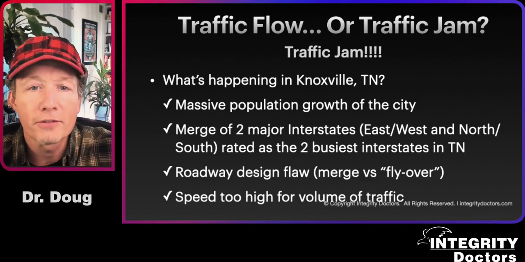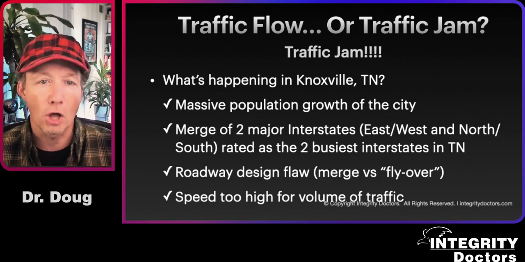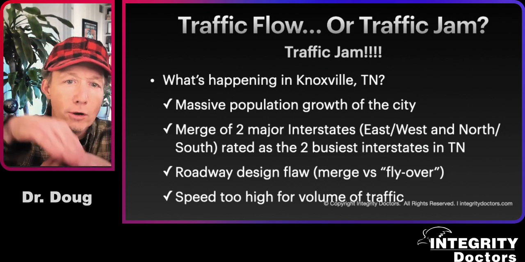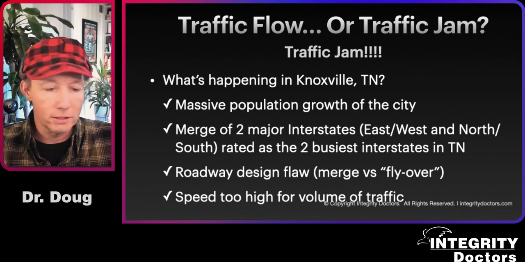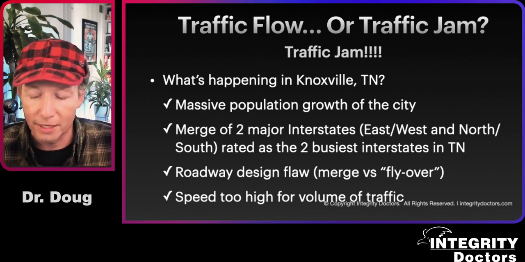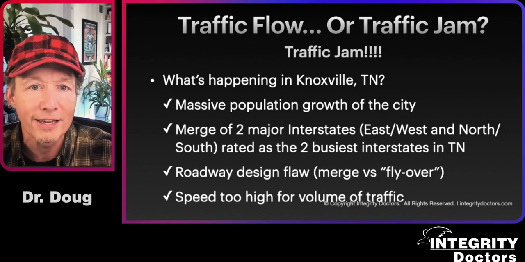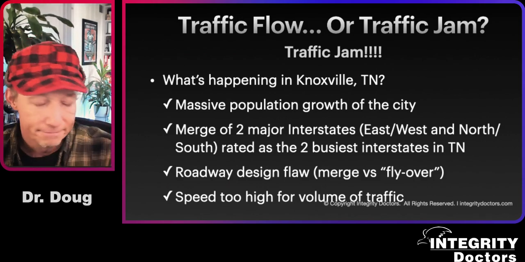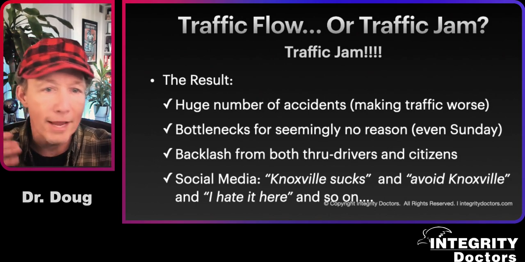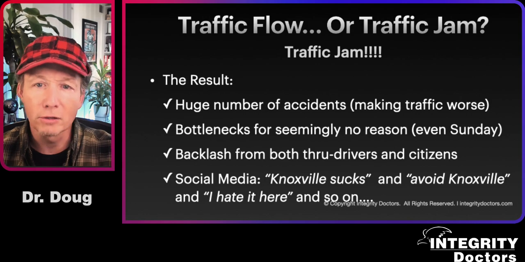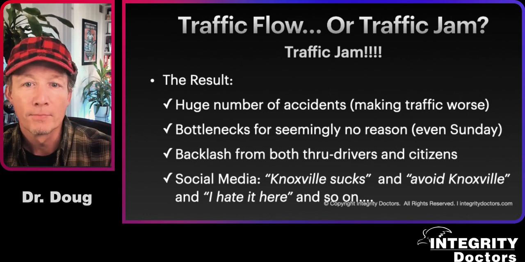Turns out, according to a lot of the stuff I read online too, that there's some massive roadway design flaws. Instead of having the big flyover interchanges, the big spaghetti tangle of bridges, they basically just bring two roads together and say good luck. And so you can imagine when the roads are coming together like that and the traffic speed is really high, it creates a mess, right? Huge number of traffic accidents right there in that corridor we were driving through. Bottlenecks that show up for no reason, like I said, even on Sundays.